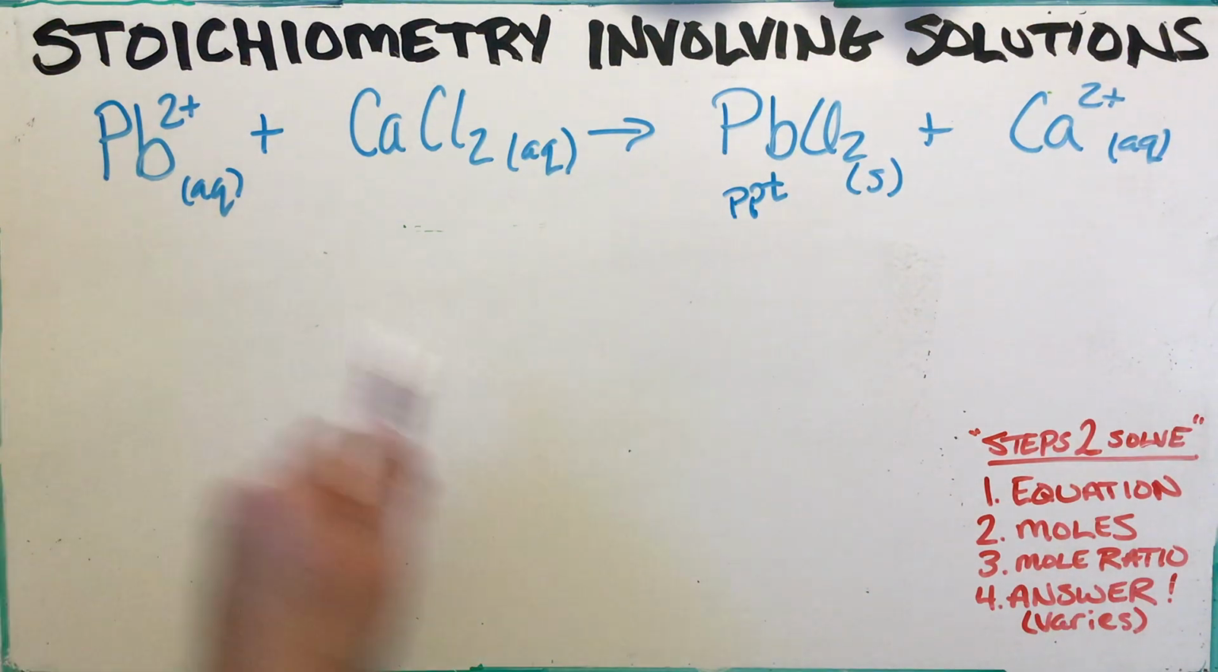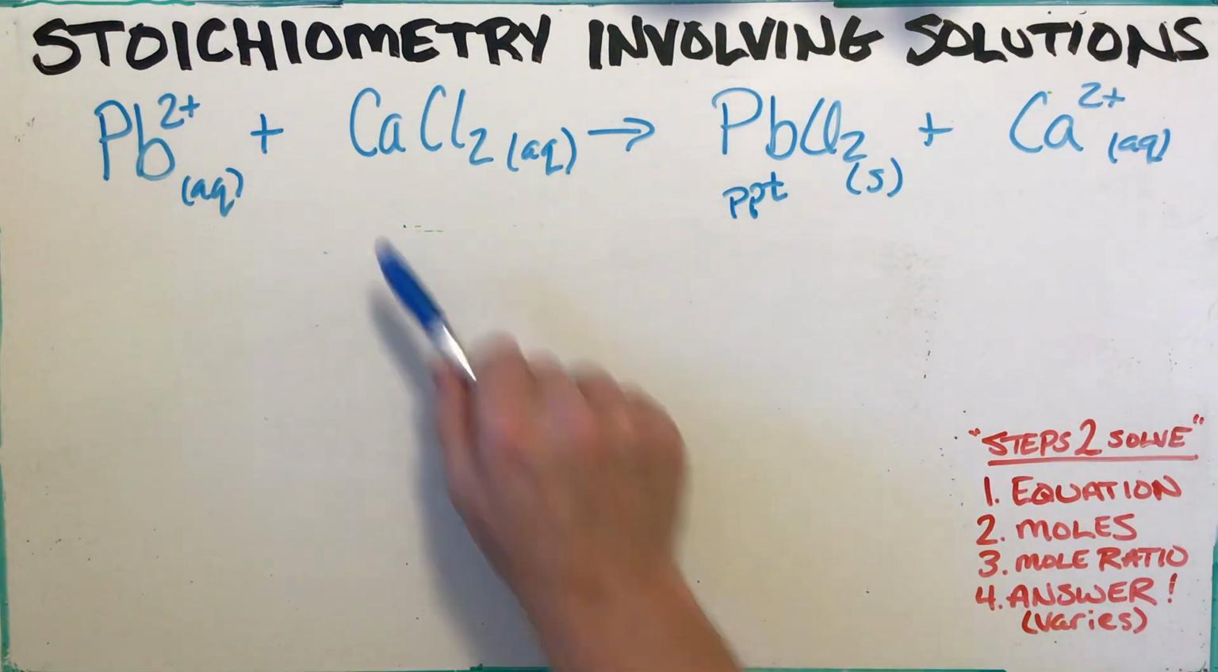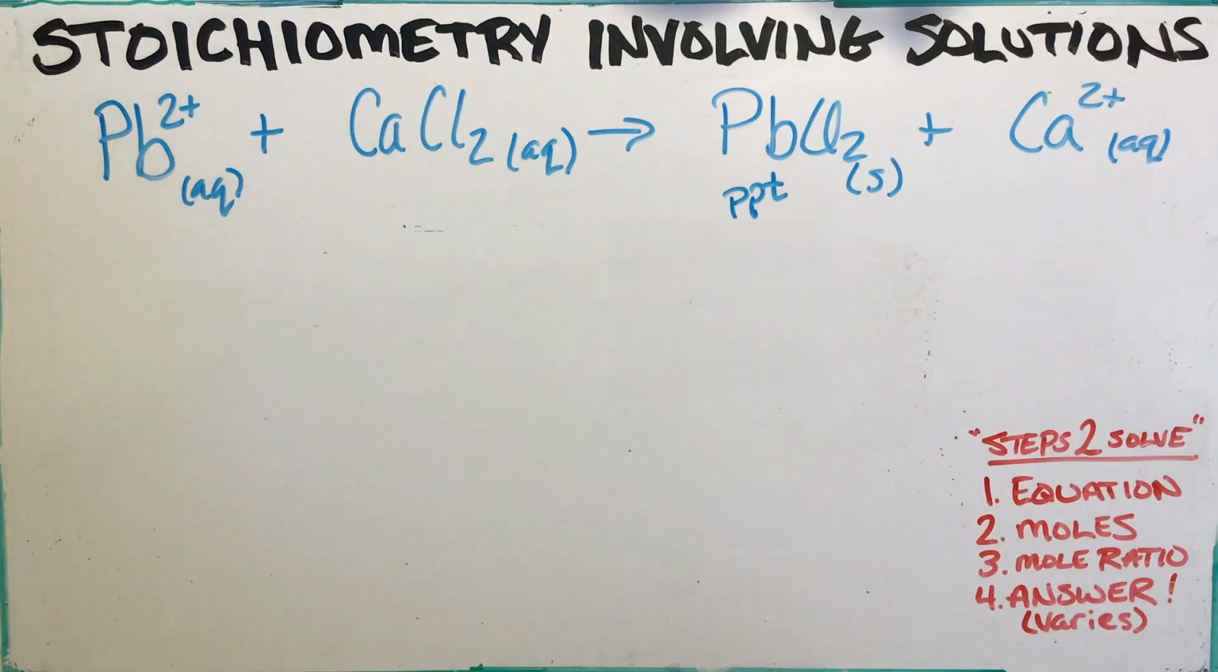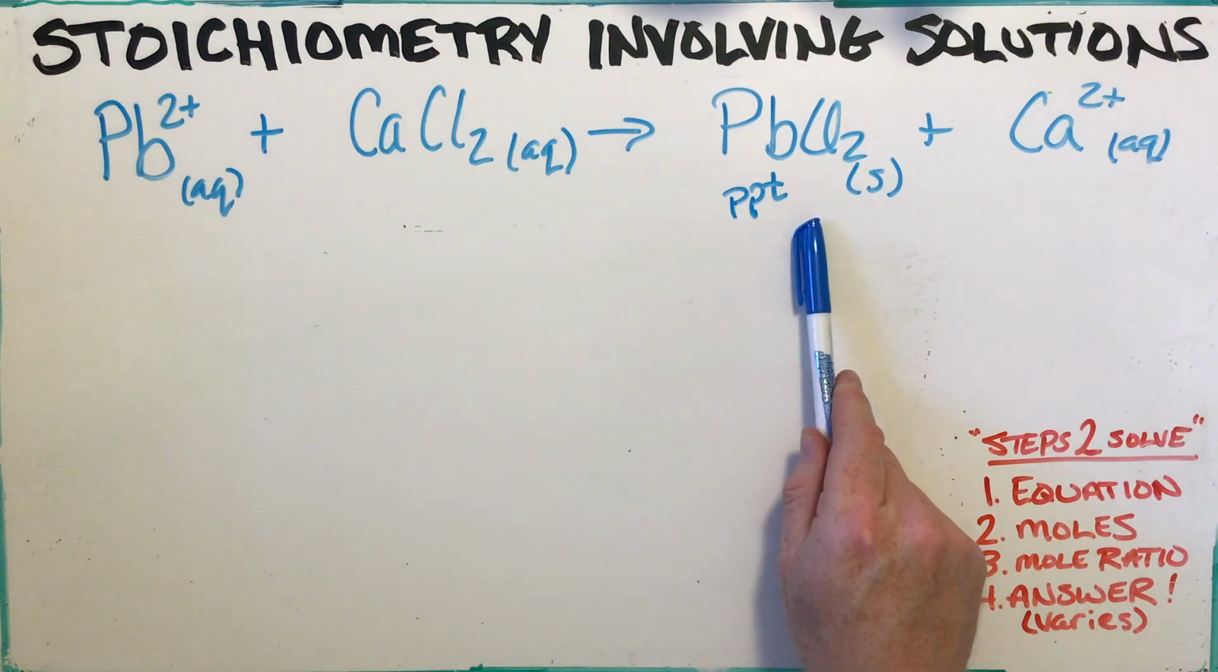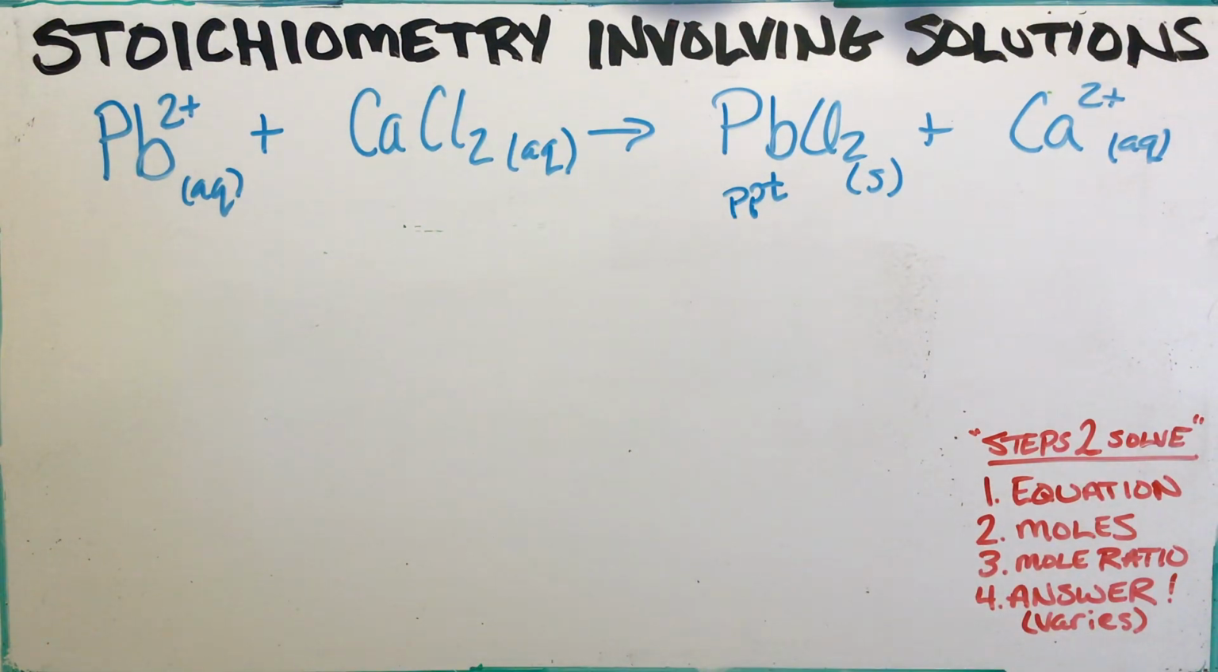All right, so let's check this equation out. 1 lead going in, 1 lead coming out. 1 Ca, 1 Ca, and 2 chlorines, 2 chlorines. We got off lucky. This is a good one. All right? And we've identified our precipitate using the solubility rules.